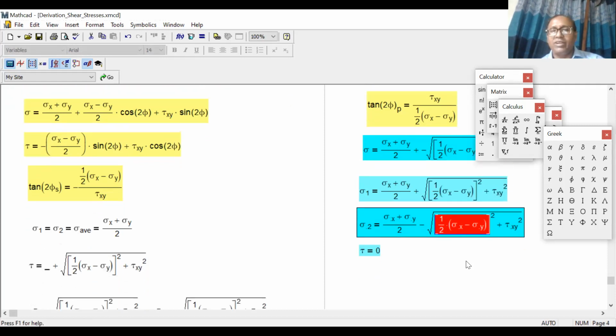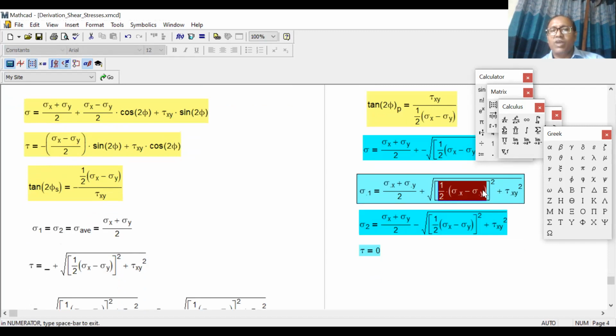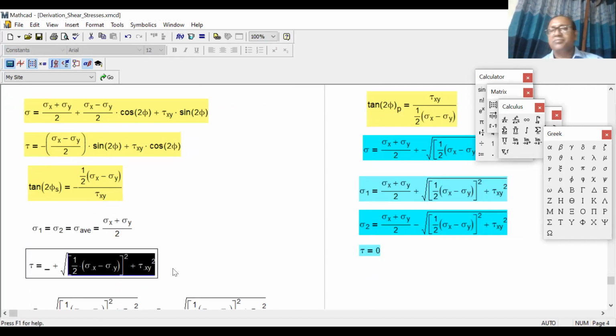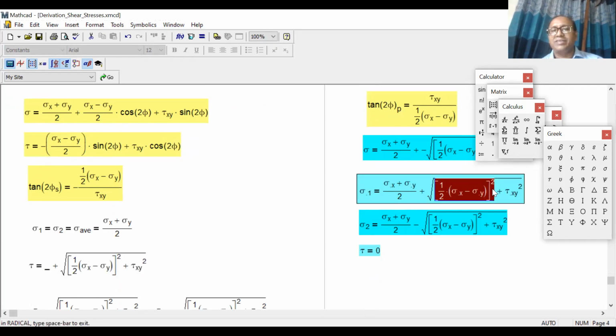And if you look carefully, the square root over this term and this term is the same. That means sigma 1 equals sigma x plus sigma y divided by 2 plus tau. This is actually the tau max and tau.